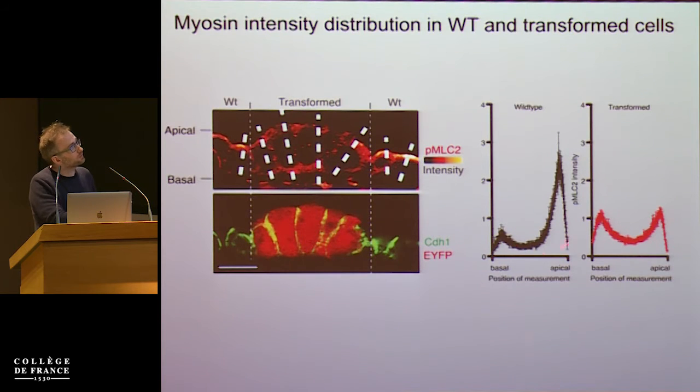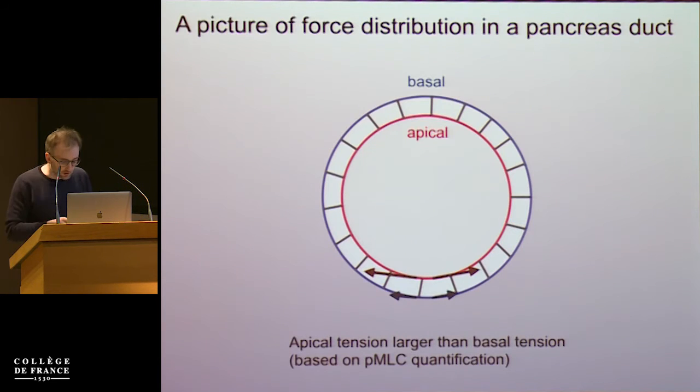Normally, there is more myosin apically, more phosphomyosin light chain apically, but in the transformed cells, the distribution basally and apically become more equal. And interestingly, if one grows these wild-type cells or transformed cells into organoids, the same difference is seen, which suggests that this transformation is autonomous.